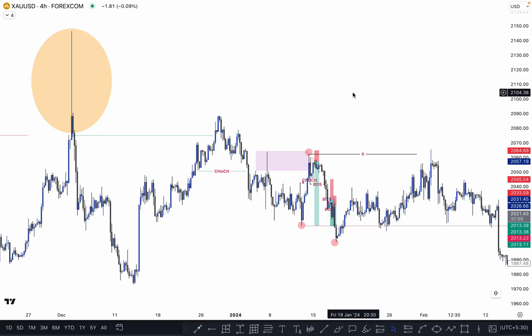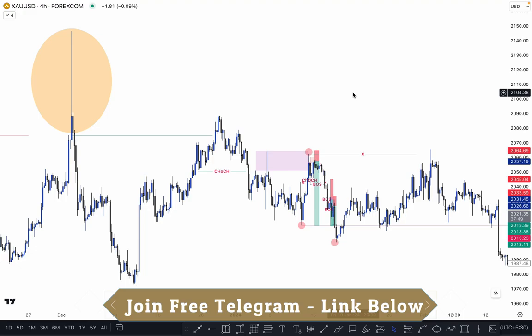Okay, order flow you can apply in a higher time frame, in a lower time frame, everywhere. It doesn't matter that you have to apply it only in a higher time frame or a lower time frame. No, you can apply it anywhere. It depends on you.